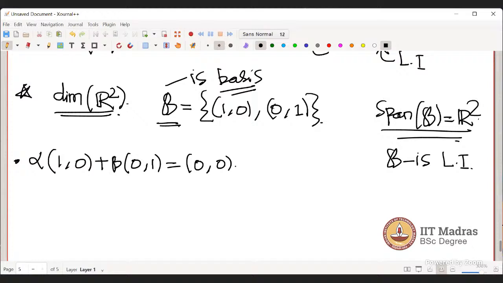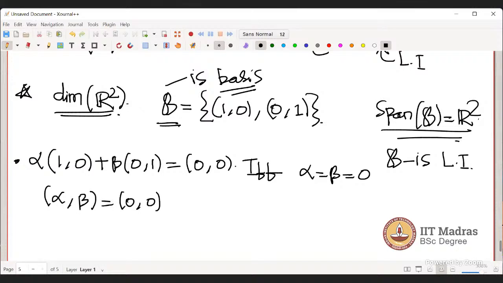So I want to show that this set is linearly independent. For that, what do I have to show? I have to show that this linear combination is 0 if and only if alpha and beta are 0, which is obvious, right? Because this linear combination is basically alpha comma beta. So it can be 0 if and only if alpha comma beta is 0. So this set is linearly independent, which means the dimension of R2 is 2.